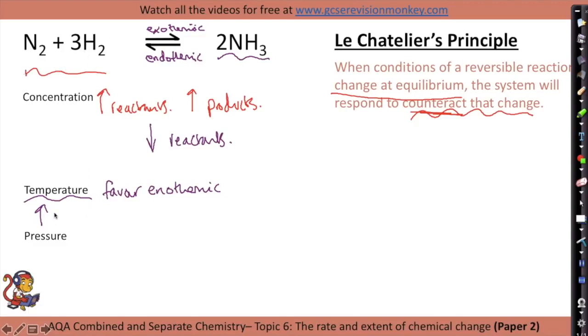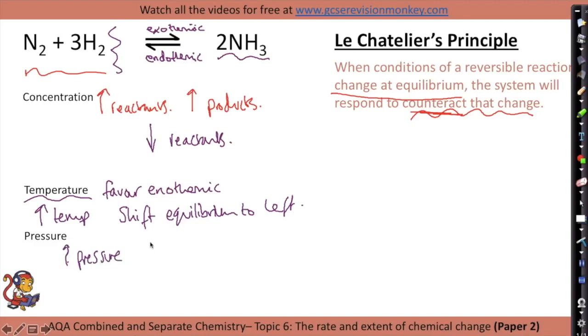So if we increase the temperature, we favour the endothermic reaction, and we shift, in this case, depending on what reaction you've got in the exam, the equilibrium to the left, which means more nitrogen and hydrogen are going to be produced. In a gaseous reaction, we can also change the pressure, and if we increase the pressure, that favours the reaction with more molecules.